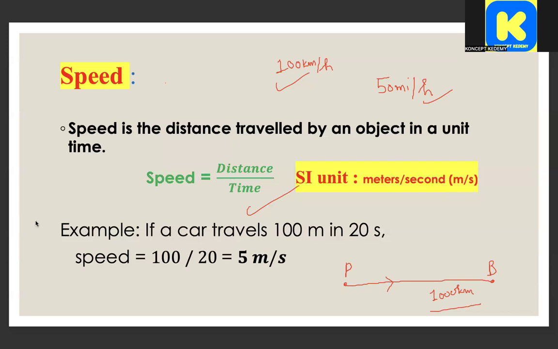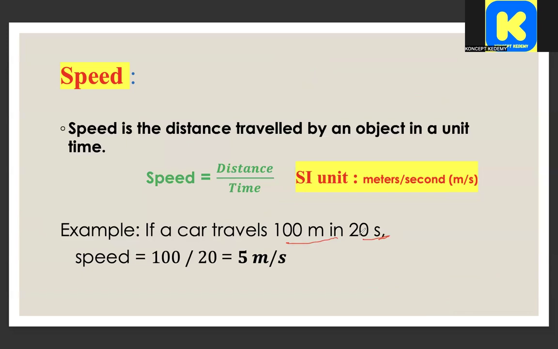So the basic example for speed is, if a car travels 100 meter in 20 seconds, we need to find out the speed. So speed will be, formula is distance upon time. The car travels 100 meter, which is the distance, so in the place of distance, we will write 100. And then it is taking 20 seconds. So 100 upon 20, and we know that 20 fives are 100. So this will be 5.